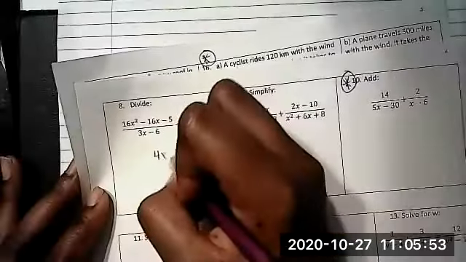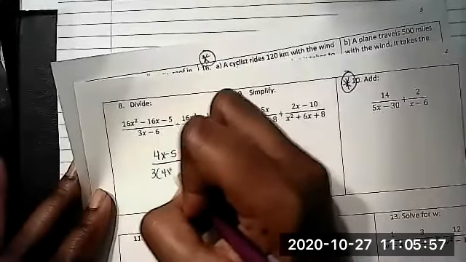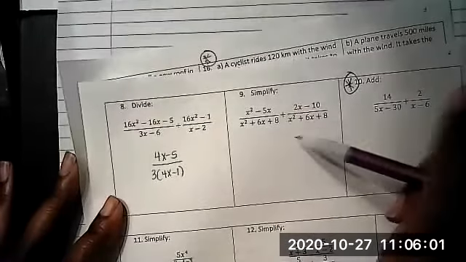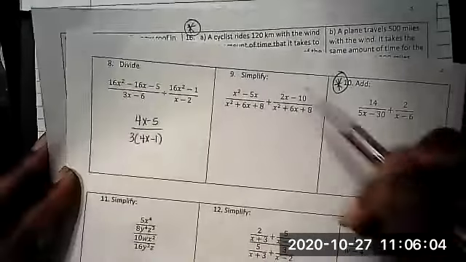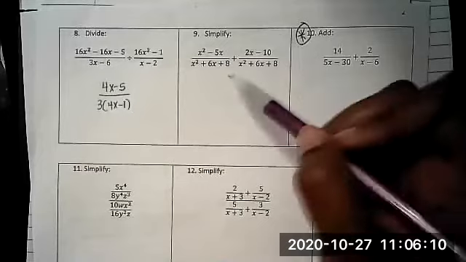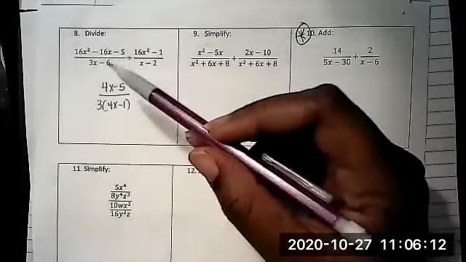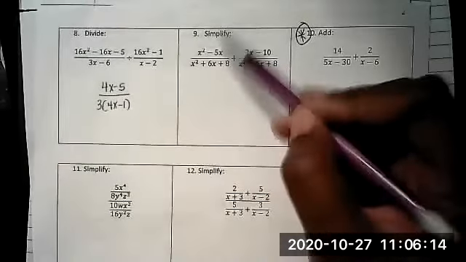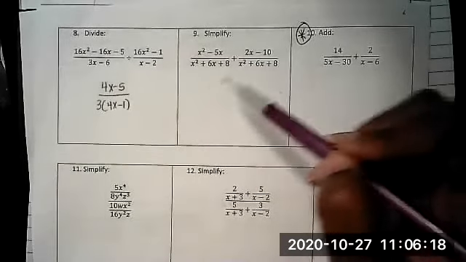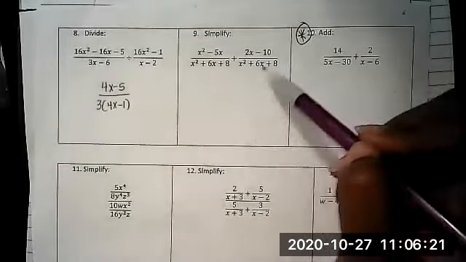All right. So for number 8, we have 4x minus 5 over 3 times 4x minus 1. Okay. That's our answer for number 8. Let's look at number 9. Number 9, same concept. You're going to have to factor. Oh, no, you don't, because they want you to simplify by adding. Here they wanted you to divide. Make sure you pay attention to the directions. They want you to add the two, okay? So here you have to add them.